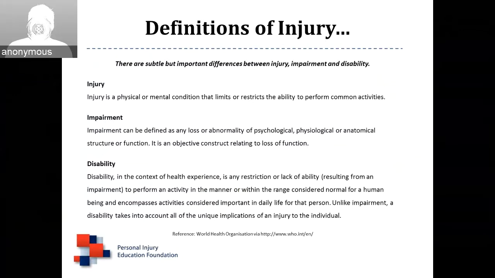Impairment can be defined as any loss or abnormality of psychological, physiological, or anatomical structure or function, and it's an objective construct relating to loss of function. The assessment of impairment requires judgment of mental and physical functioning of the body and its component parts according to accepted standards. And disability in the context of a health experience is any restriction or lack of ability resulting from an impairment to perform an activity in the manner or within the range considered normal for a human being.